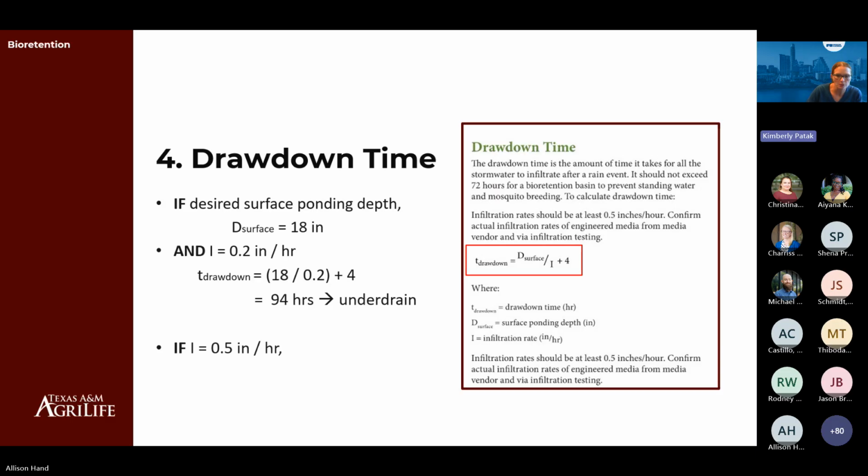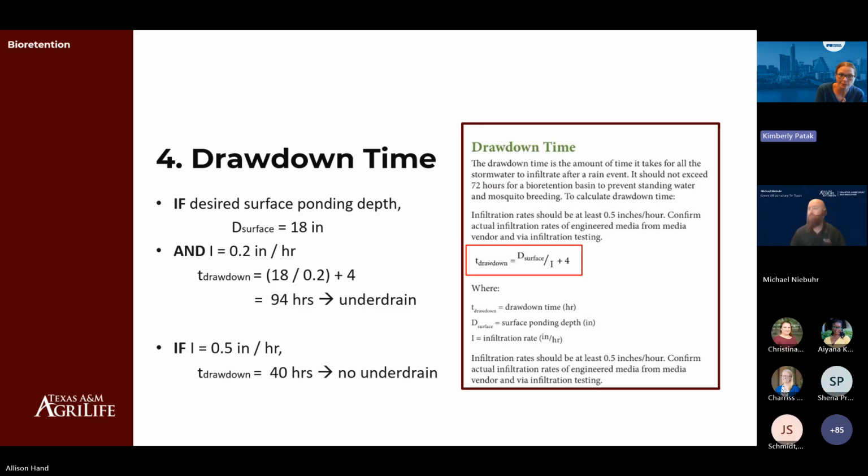However, there are other things that you can do that doesn't necessarily mean that you have to have an underdrain. You also could do soil amendment to the in situ conditions to be able to increase the amount of water that soil can absorb. So say you amended your soil and you went from 0.2 inches up to 0.5 inches, and let's see what that ended up resulting in for the drawdown. That ended up resulting in a drawdown time of 40 hours, which is actually less than the 48 hours.